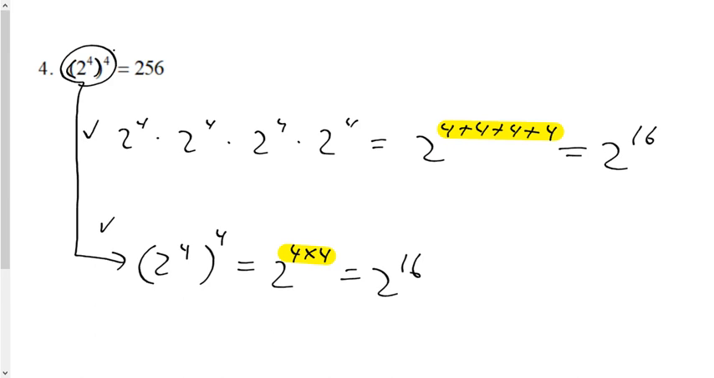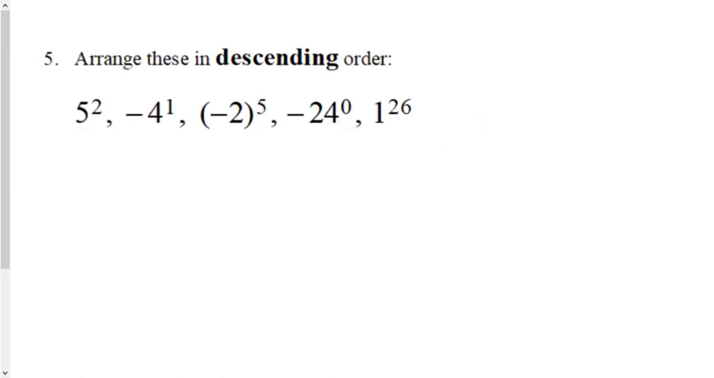Any questions with the 4 true and false? We are good. I think, is that what it was? True, true, true, false? Is that right? Okay. The next question, 5, says arrange these in descending order. You're given 5 powers. When you're doing this, just take each and write them in standard form.